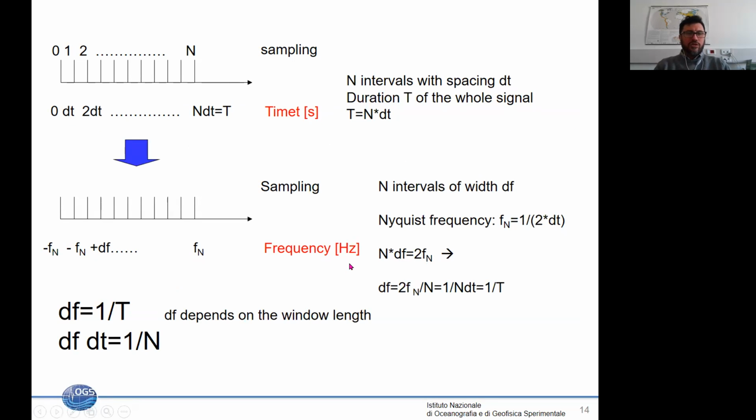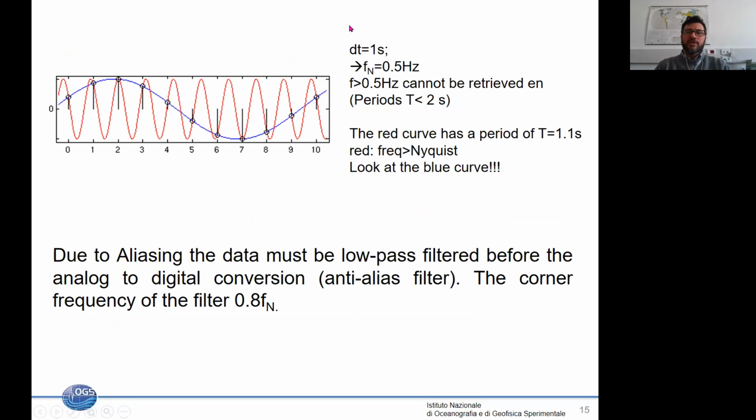Just to give again an example, if I take 100 samples per second, so sampling at 100 hertz, the maximum frequency that I can see in my signal after digitalization will be 50 hertz. If I increase the sampling rate to 200 hertz, I can still see 100 hertz, so half of the sampling rate. Why is this happening? You can see it here.